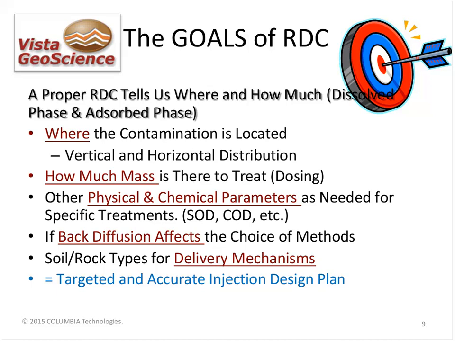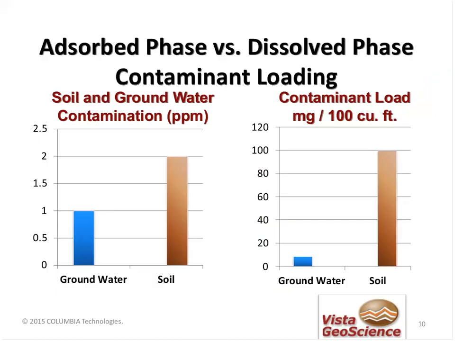Where is the mass? How much mass is there? Is it waterborne? Is it in the soils? What are the physical and chemical parameters that are going to affect the type of remediation that we're going to employ? How long are we going to be dealing with this issue? What are the back diffusion effects? What are the delivery mechanisms in order to get to the depths that we need to? So how can we get better information to support these types of remedial designs?